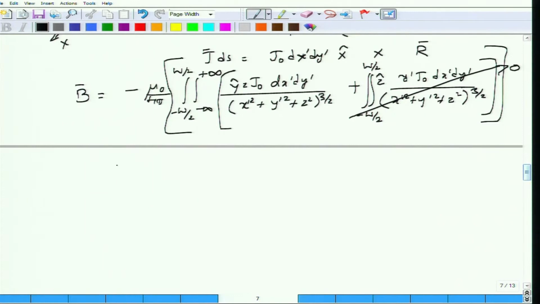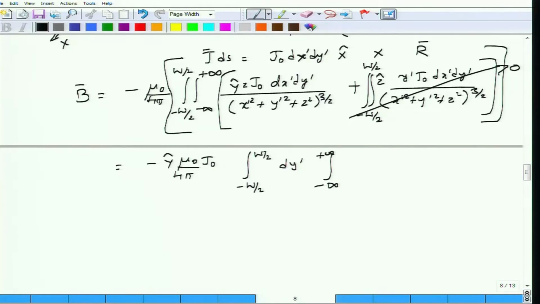So you are left with evaluation along the y hat direction, and then there will be an integral which you will see is given by minus y hat mu 0 by 4 pi j 0 integral from minus w by 2 to w by 2 dy prime, integral from minus infinity to plus infinity dx prime, and there is a z inside there, divided by x prime square plus y prime square plus z square to the power 3 by 2, right. So you could evaluate this integral.